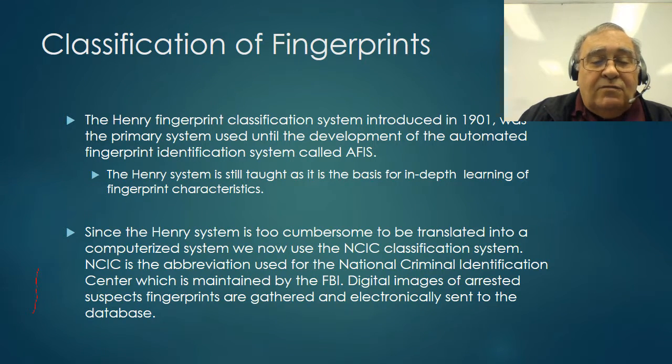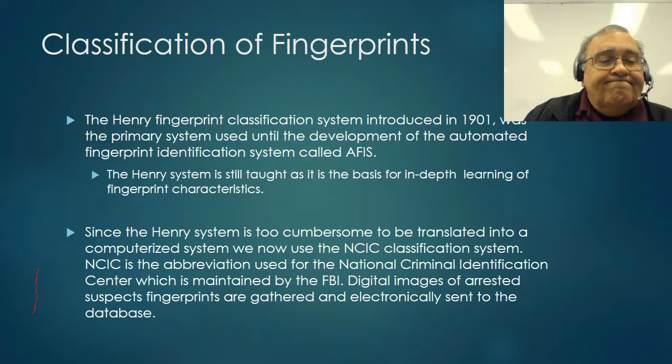So we now have the NCIC classification system, which is the abbreviation for the National Crime Information Center. That's the criminal record and fingerprint database maintained by the FBI. So it makes it a lot easier to capture, store, and classify fingerprints.